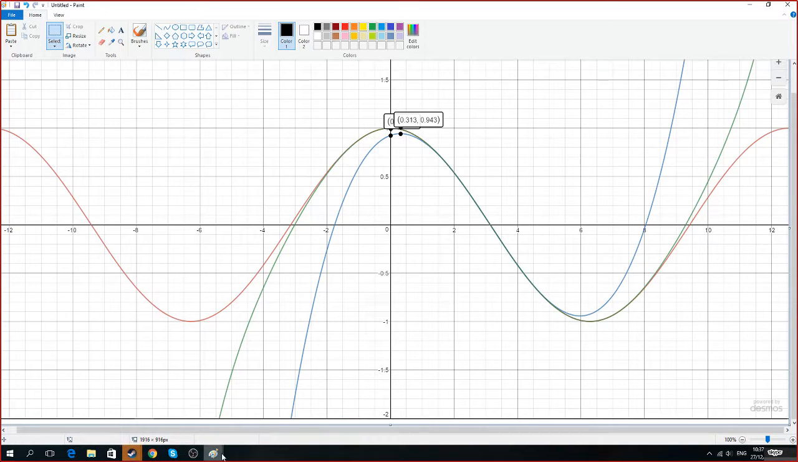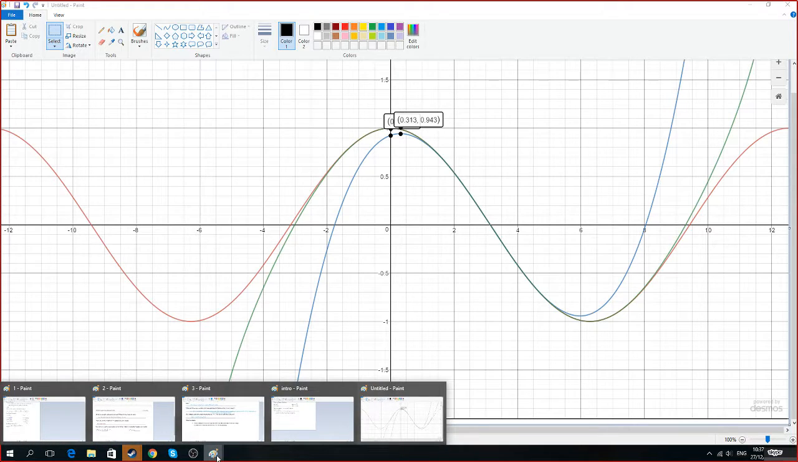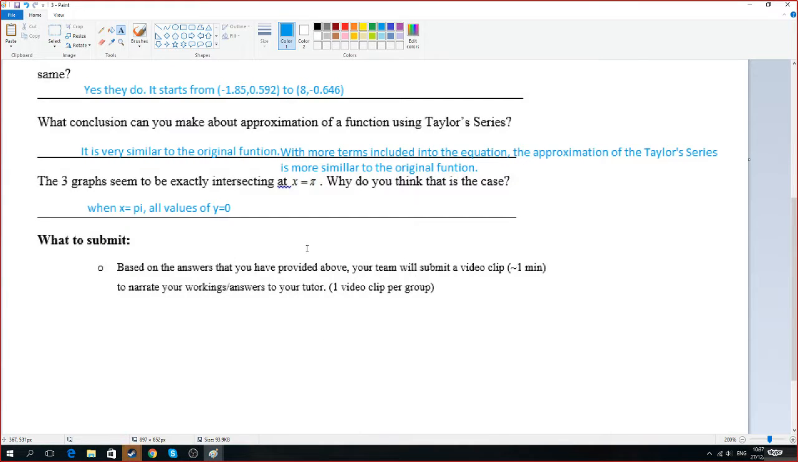So we can conclude that the Taylor series is really similar to the original function. In fact, it's actually very similar.